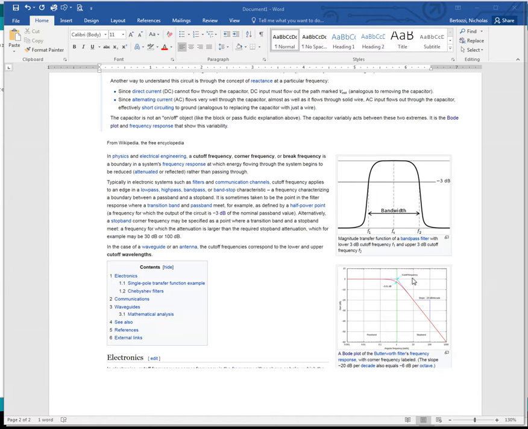In other words, here's your cutoff frequency right here, and the output of the circuit is decreased by 3 decibels. So it's basically like a half power point. And as the frequency increases, so here's your low pass where basically there's no reduction in power. And then obviously the higher the frequency, that gets rid of a greater percentage of it.